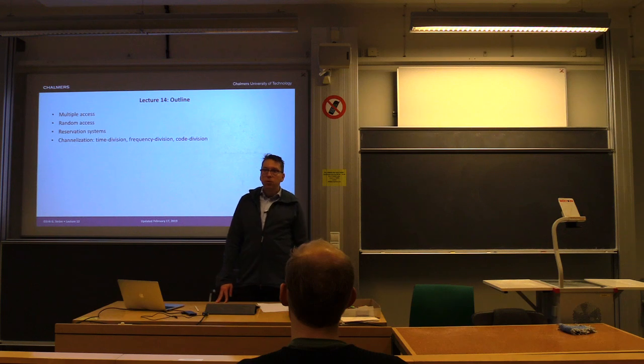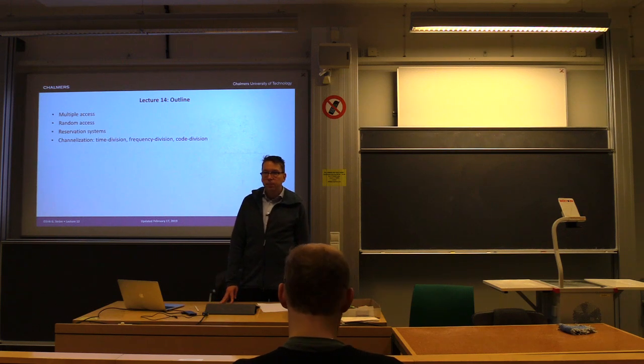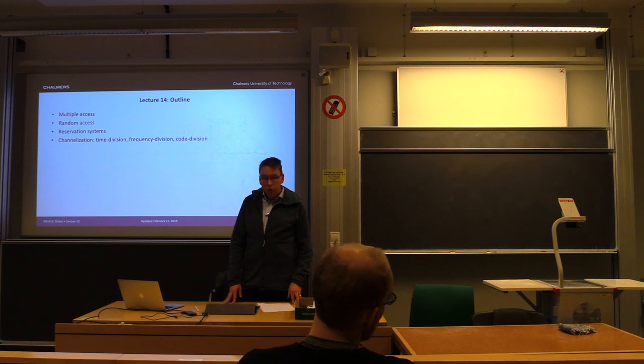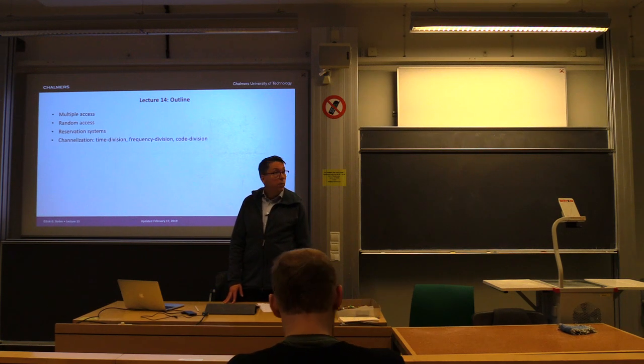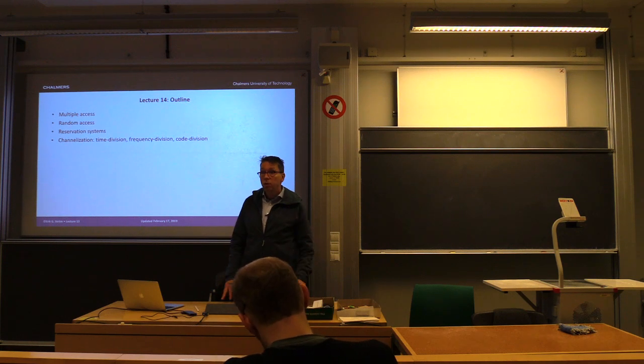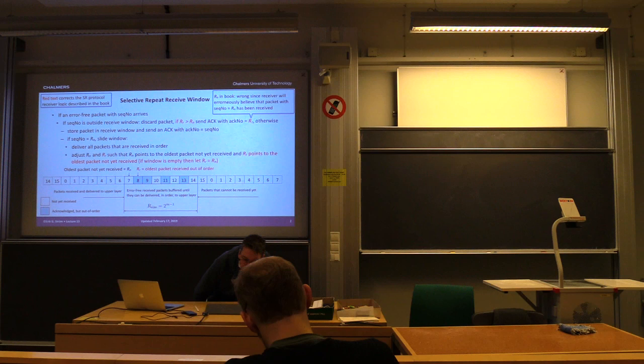So today we will talk about the final piece of the data link layer, namely the medium access control sublayer, which is a part of that. And this has to do with how to share a common medium, like a radio channel or a cable or whatever, between several transmitters, and different methods for doing that. So that will be the main topic, but we have a little bit of cleanup to do.